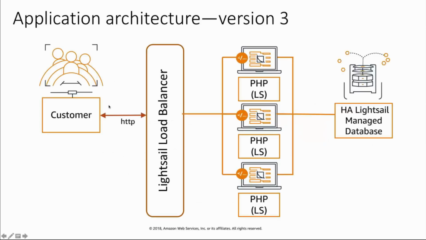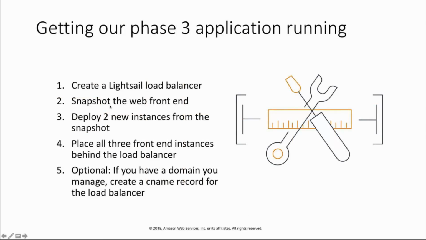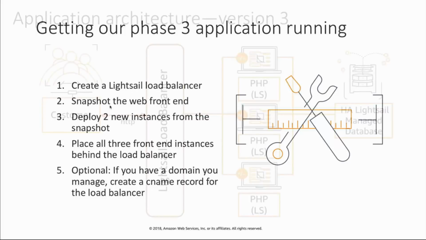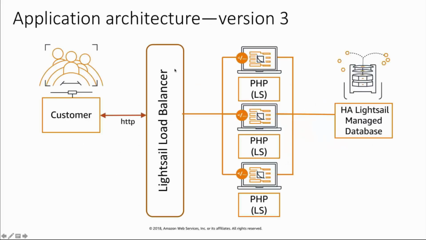We're going to snapshot the web front end. We're going to create 2 new instances from that snapshot and place them behind the load balancer. If you had a domain, you could also create a record for the load balancer, which I will show you as well because I have my domain managed here. So when we're done, we're going to have a Lightsail load balancer. We're going to have 3 instances running the front end, and we're going to have a managed database on the back end. So let's go ahead and go through that process.